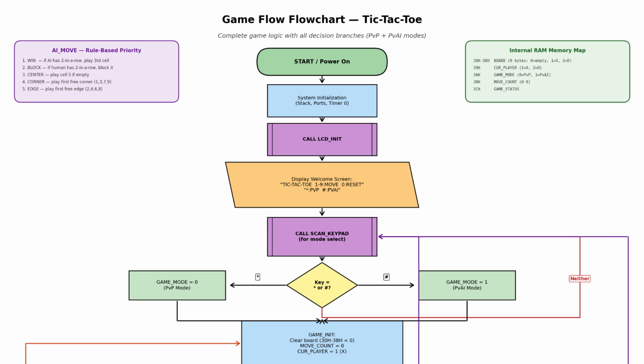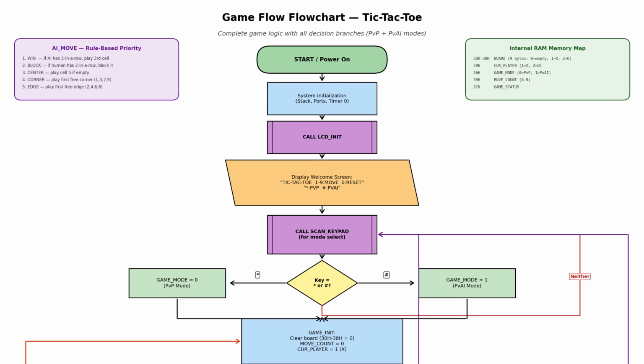The game flows through these states: startup, mode select, game initialization, player turn, validate moves, update board, check win, check draw, and AI turn if player versus AI mode is active. On power up, the welcome screen appears. The player presses asterisk for player versus player or hash for player versus AI.